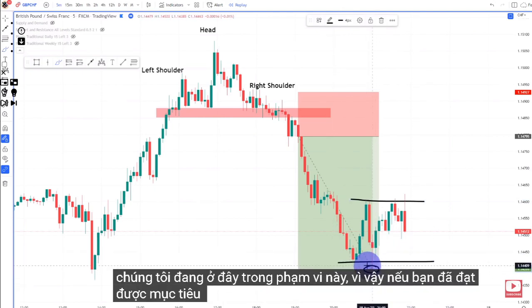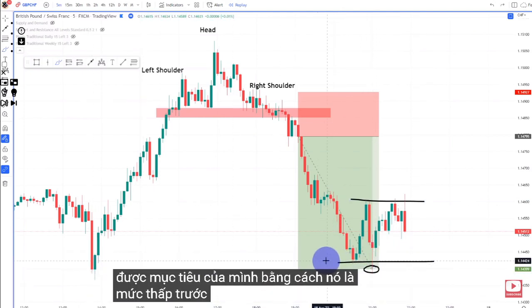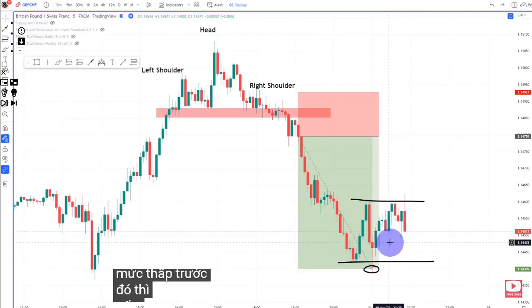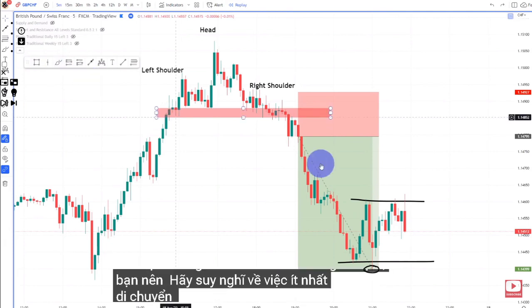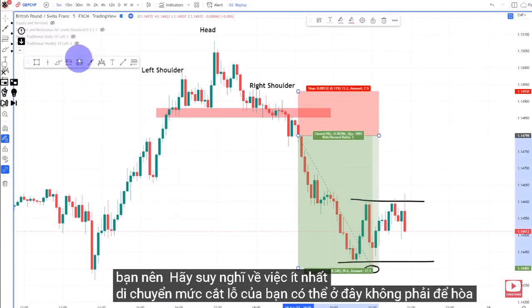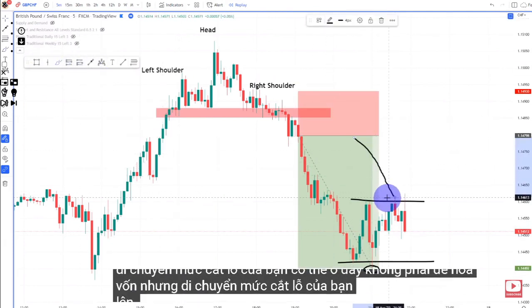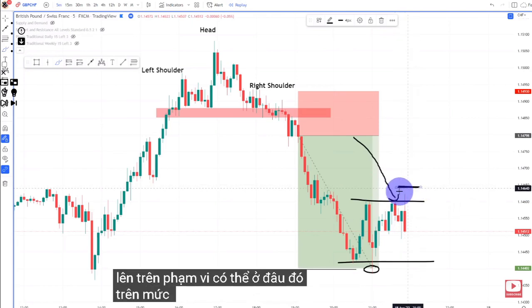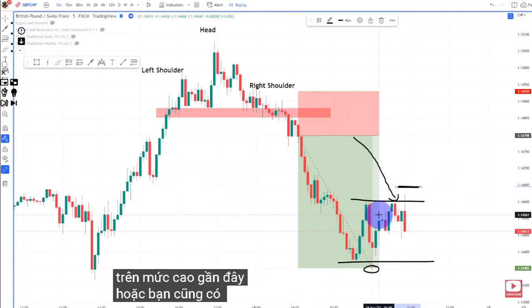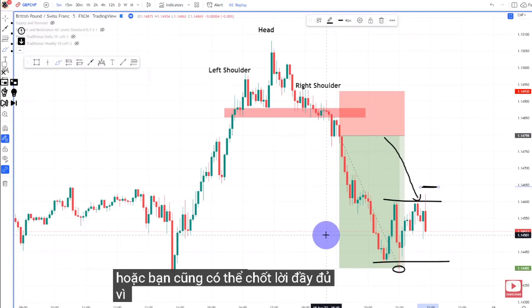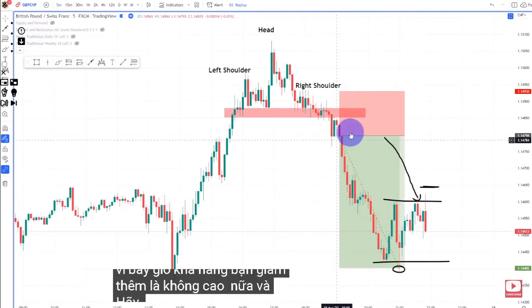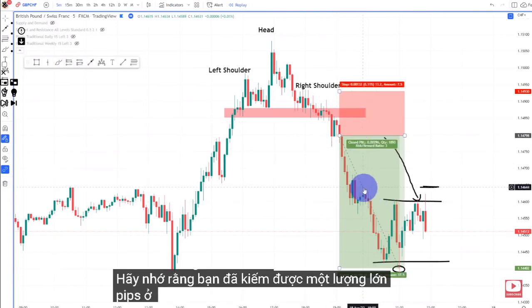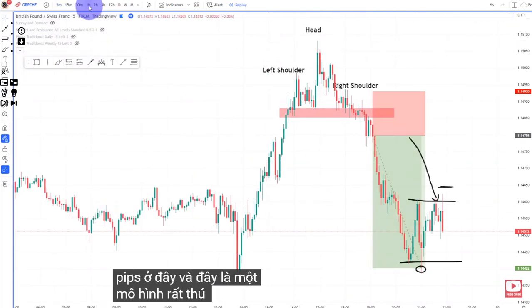So if you have taken out your target, by the way, it's the previous low, then if you're not fully out of your trade, you should think about at least moving your stop loss, maybe here, not to break even, but move your stop loss here above the range, maybe somewhere around here above the recent high. Or you could take full profits as well, because now the likelihood to see more bearishness is not as high anymore. And remember, you got a good amount of pips out of here already. And this is a very, very interesting pattern.